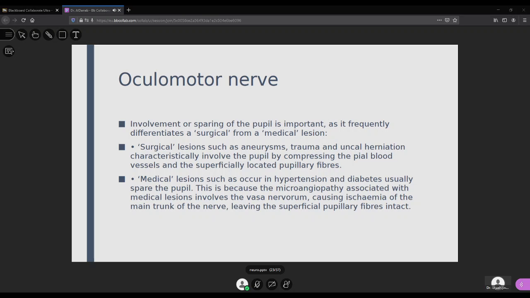A surgical lesion, such as an aneurysm or a tumor, will cause pupil involvement by what? By pressing the pial blood vessels and superficially located pupil fibers. I will show you a photo, it will be very clear. However, a medical lesion such as in hypertension or diabetes will spare the pupil, so the pupil will be completely normal. This is because the microangiopathy associated with the medical lesion involves the vasa nervorum, causing ischemia of the main trunk, leaving the superficial pupillary fibers intact.